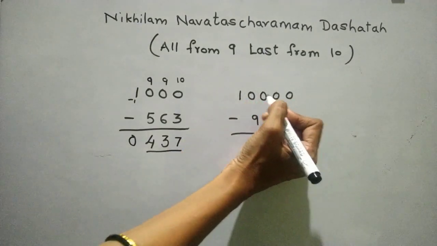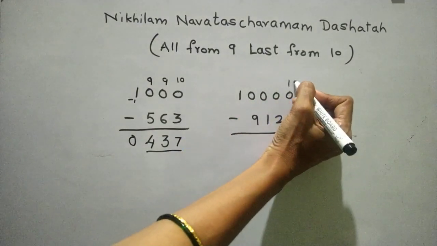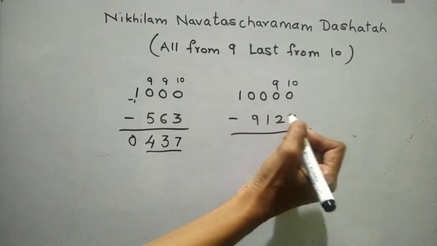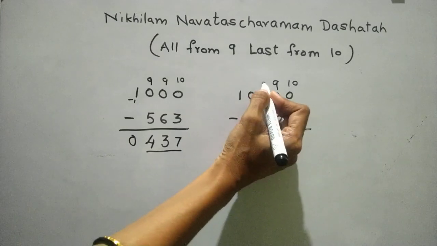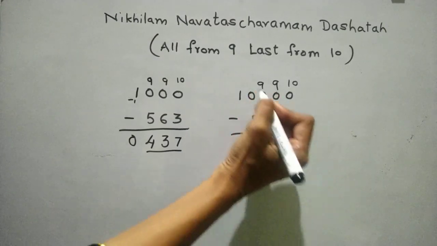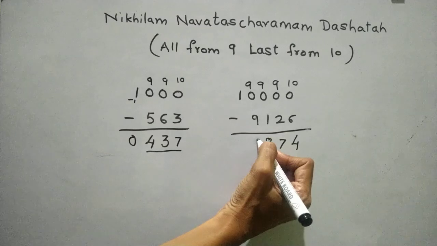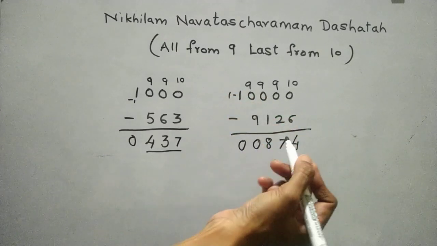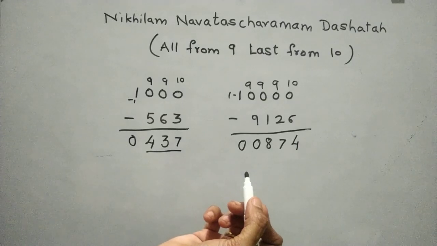Similarly here, all from 9, last from 10, so we have 10 here. 10 minus 6 is 4, 9 minus 2 is 7, 9 minus 1 is 8, 9 minus 9 is 0, and this 1 minus 1 is 0. So here the answer is 874.